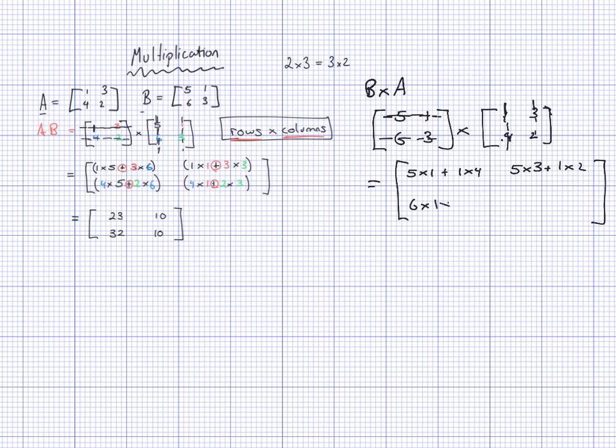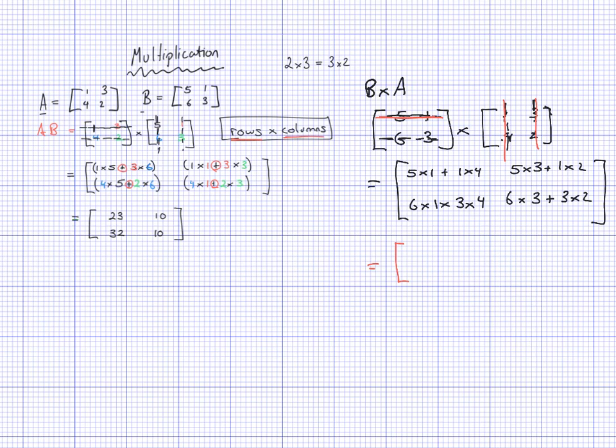6 times 1 plus 3 times 4. Then I'm going to go second row, second column, so that's 6 by 3 plus 3 by 2. So you can see how easy it is to lose track of the elements and where they multiply and which one they belong with. And that's why every time I went row, column, just to keep it clear in my mind which one was belonging to which calculation.